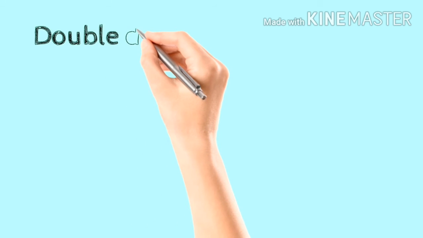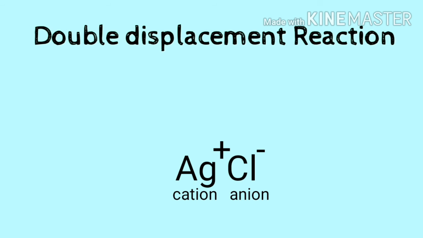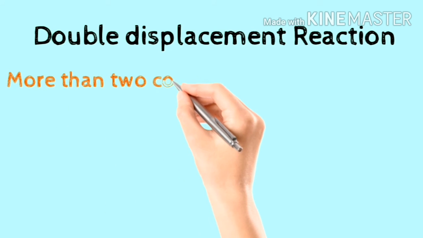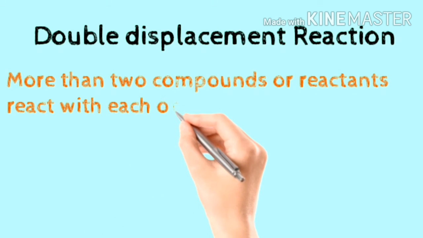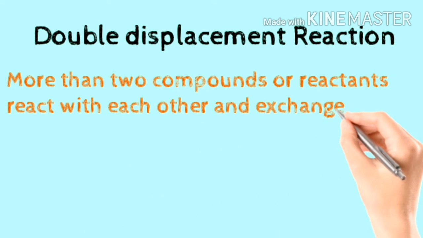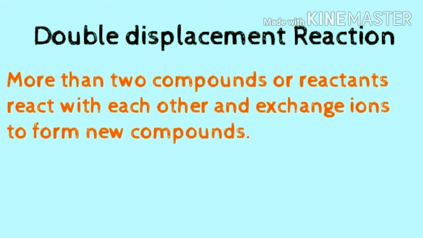Now we are moving to the fourth type of reaction, that is double displacement reaction. We know when we take a compound, for example silver chloride, AgCl, there is a positive ion and a negative ion. We call them cations and anions respectively. In a double displacement reaction, there are two compounds as reactants and they exchange their ions, either cations or anions, to form new substances.